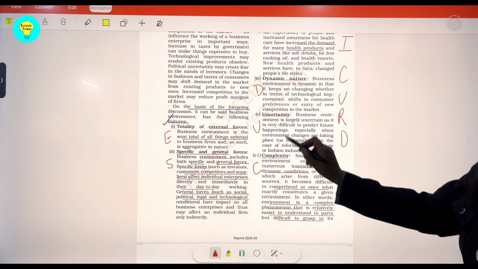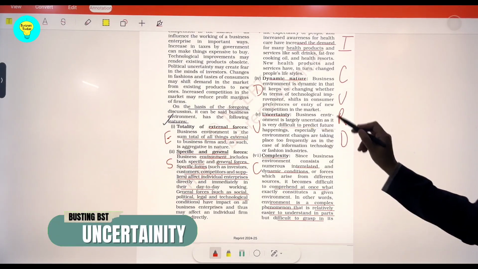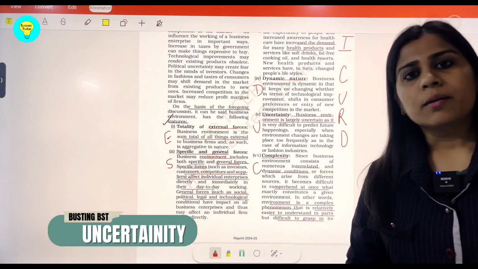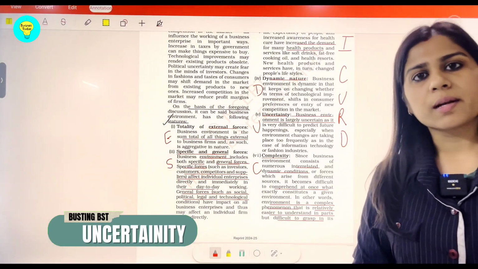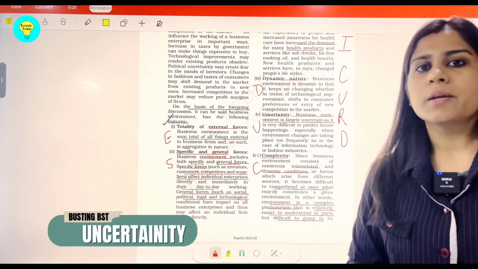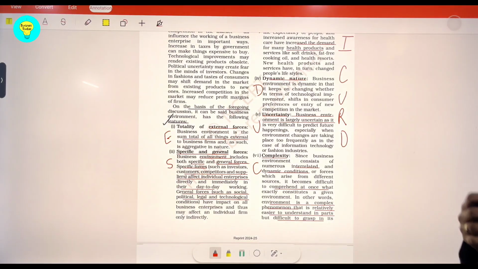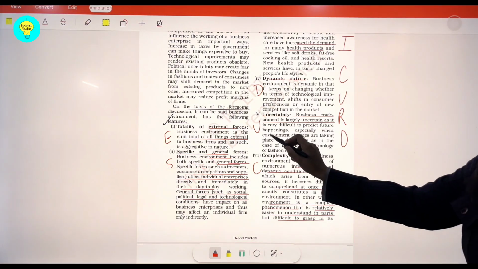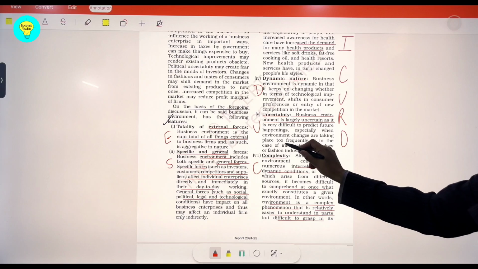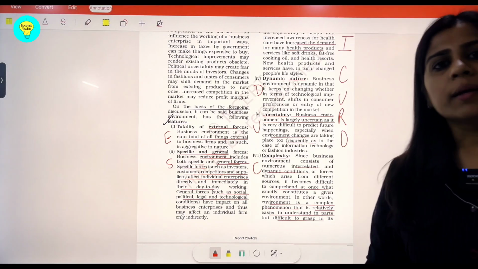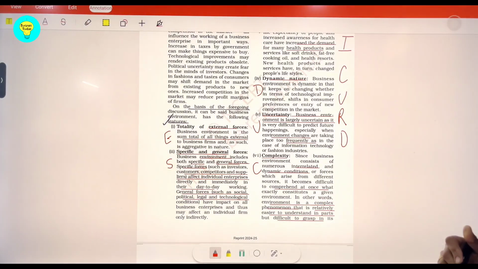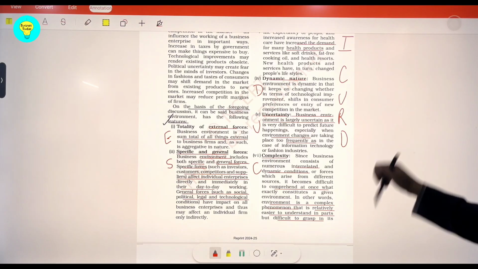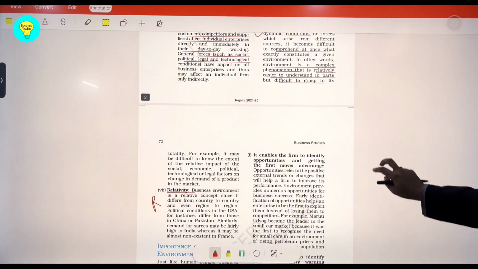Then U represents uncertainty. Here uncertainty simply means that it is difficult to predict future. Even in planning you will see that we take few assumptions regarding future called planning premises. So since predictability is difficult for the environmental changes that occur so frequently, that is why this trait of the environment, uncertainty. Then R represents relativity.